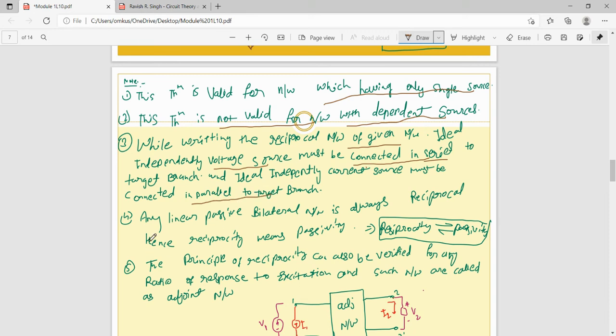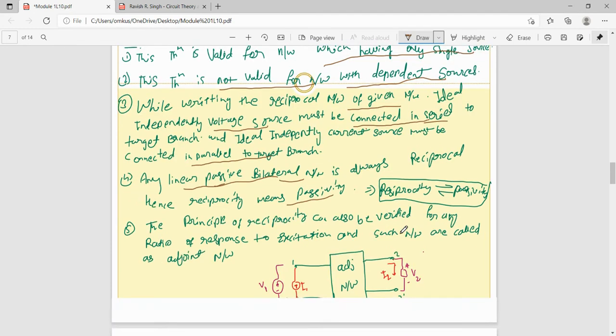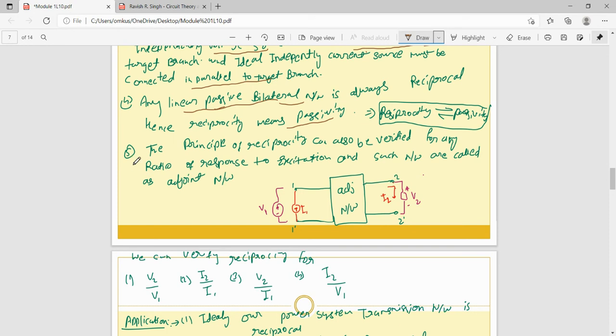Now, the fourth point is any linear passive bilateral network is always reciprocal. Now see, this is any linear passive bilateral network, right? In this circuit, no active element is present. Then it will always be reciprocal. Hence, reciprocity and passivity are analogous to each other, right? Now see, the principle of reciprocity can also be verified for any ratio of response. Yes, you can verify any ratio of response with the excitation. Such networks are called adjoint networks.